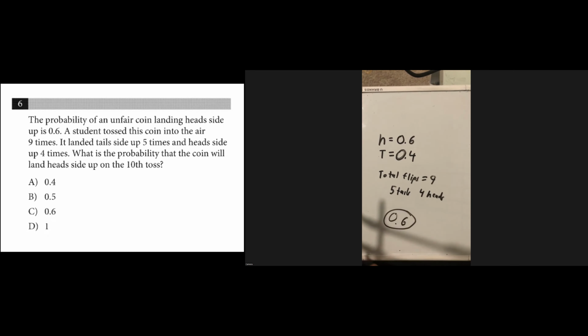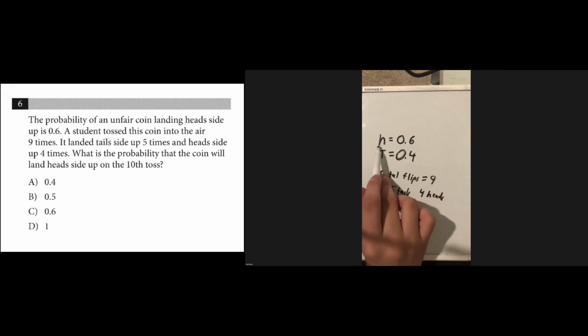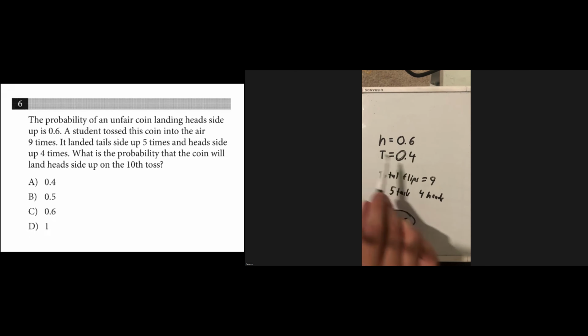And the reason why is no matter how many times you flip it, you still have a 0.6 or a 60% chance of it landing on heads and a 40% chance of it landing on tails. If you flip it 100 times and you get tails every single time, on your 101st flip, there's still a 60% chance that it lands on heads and a 40% chance that it lands on tails. So the correct answer would be 0.6, or C.